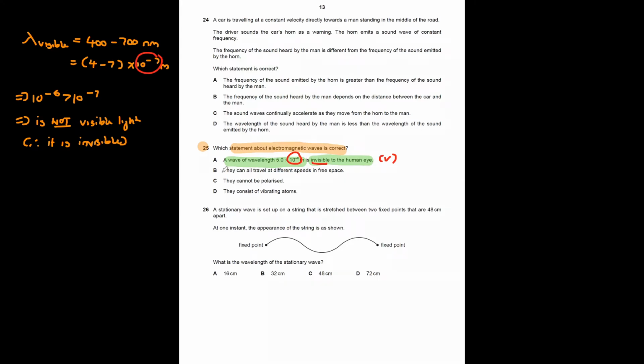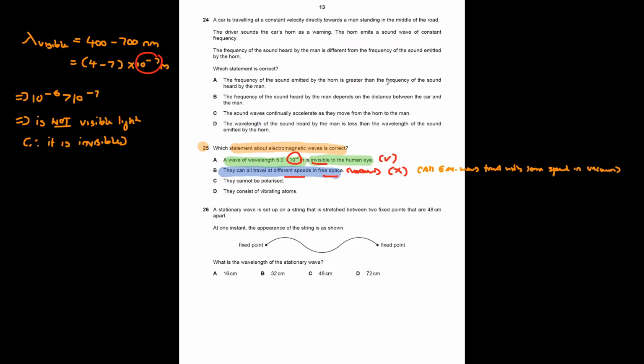In B, they mentioned that the EM waves can travel at different speeds in free space. Different speeds in free space here is referring to vacuum. They are saying that the EM waves travel with different speeds in vacuum. We know this one is definitely wrong, because all EM waves should travel with the same speed in vacuum. So let me just write out the answer here. All EM waves travel with the same speed in vacuum. Okay, no exceptions.